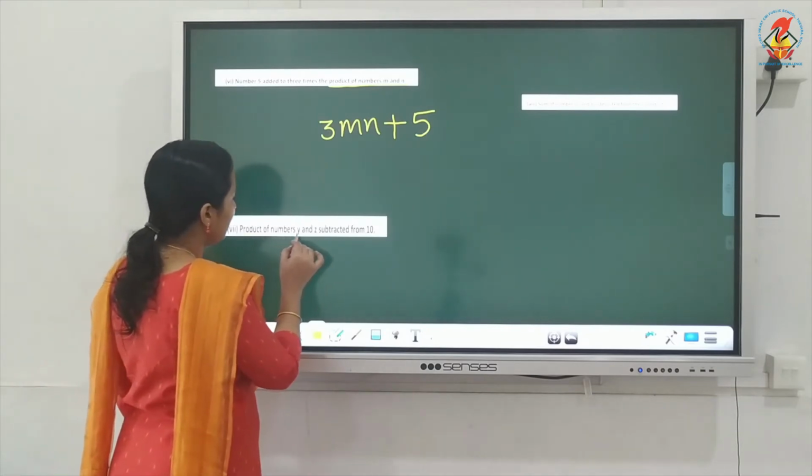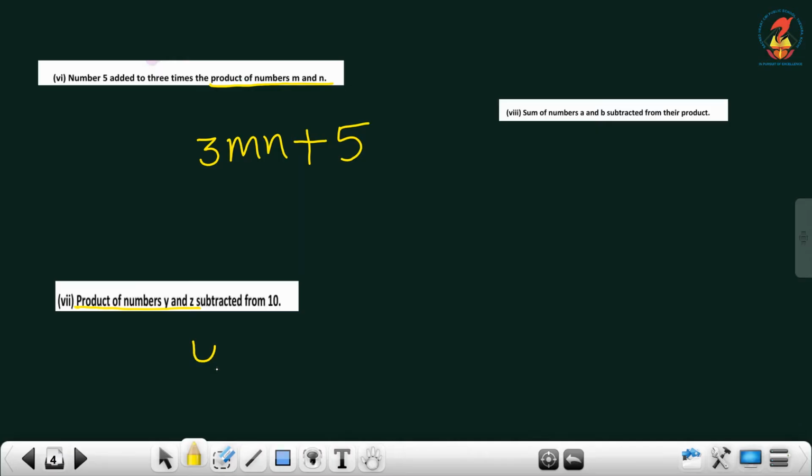Now move to the next question. Product of the numbers y and z. Product of the numbers y and z means yz. Okay. Now it is subtracted from 10. From which number? That number will come first.